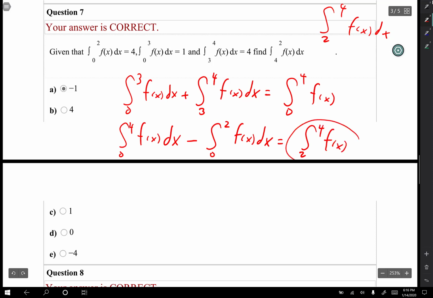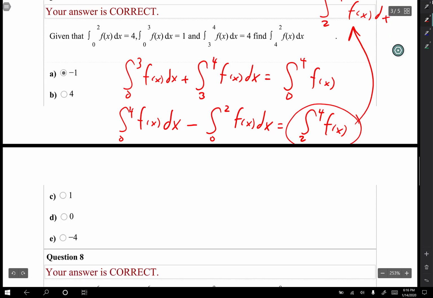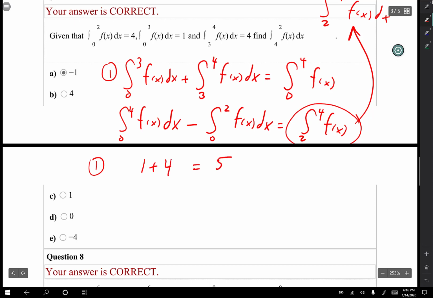As soon as I get this area from 2 to 4, I can just use the property of switching my limits and putting a negative in the front. So let's do that, guys. I'm going to do step 1 first. Step 1. The area from 0 to 3 is 1, plus the area from 3 to 4 is 4. 1 plus 4 is 5.